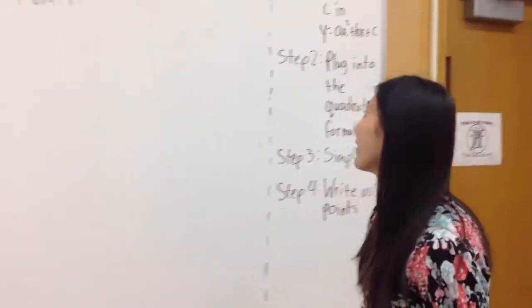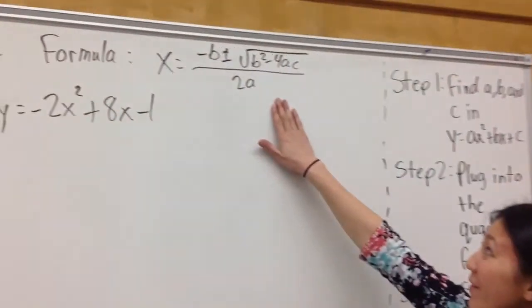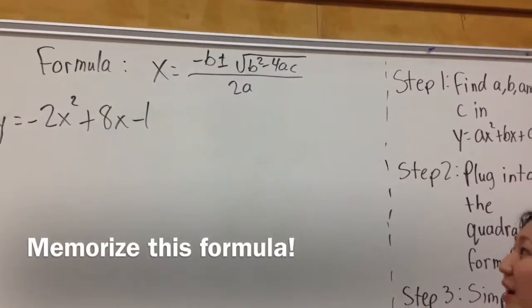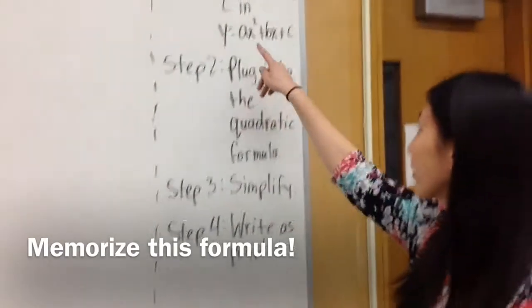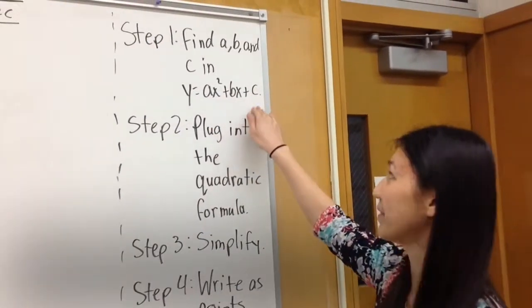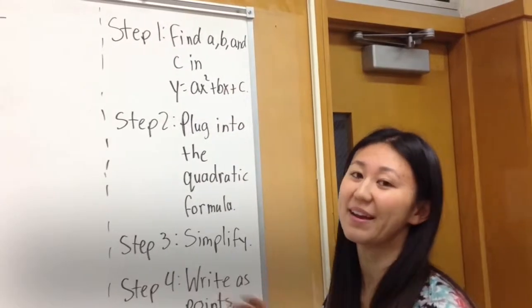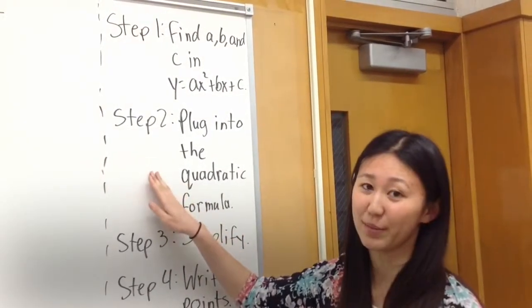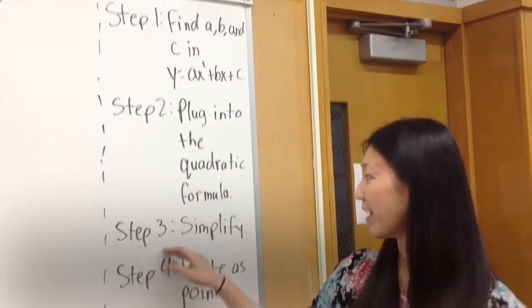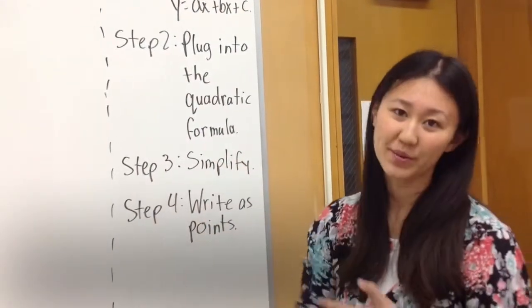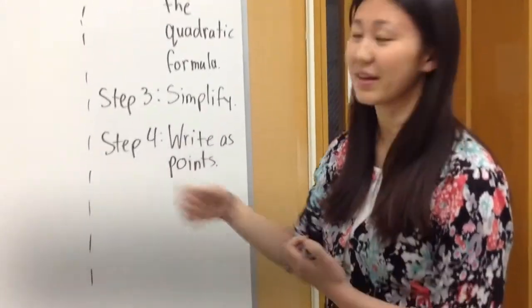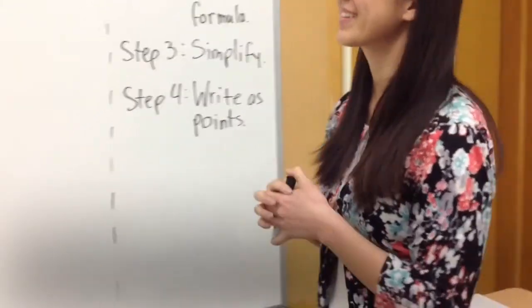So here's the quadratic formula first off. And as you can see, it uses the variables a, b, and c. They come from that equation we've talked about earlier, ax squared plus bx plus c. So your first step is to find a, b, and c so that you can plug them into the quadratic formula. From there, you're just going to simplify. Under the square root, you're going to simplify any fractions that you see, and then you're going to write it as points. Alright, let's take a look.